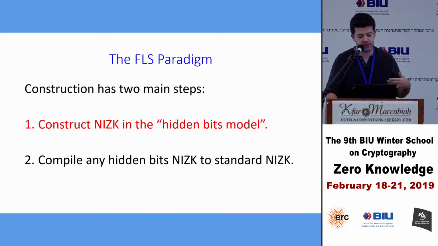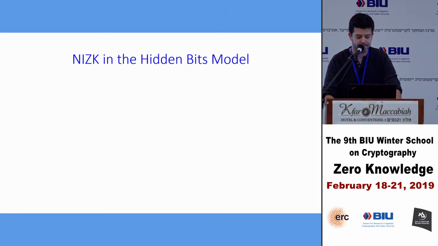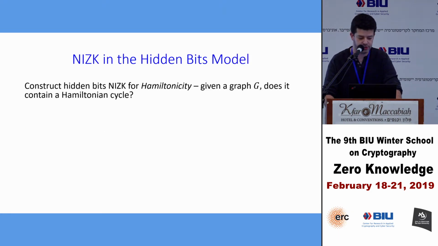We now have two steps. First, I want to show you a construction of NIZK in the hidden bits model. That's step number one. Step number two is this compiler moving from any proof system in the hidden bits model into a full-fledged NIZK in the vanilla CRS model. Okay, so here's the construction. And we're going to start off, we want to show a general result for NP following what Alon showed us earlier today. We're going to use our favorite problem, which is Hamiltonicity. It's an NP complete problem, so that will be good enough.